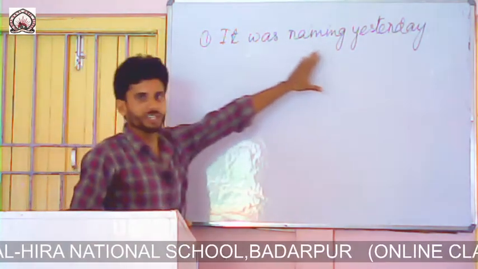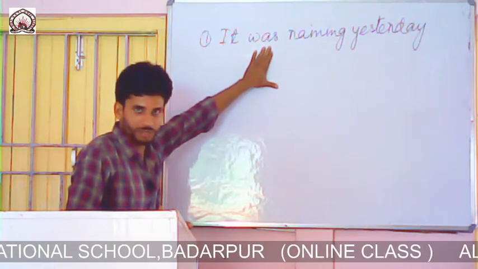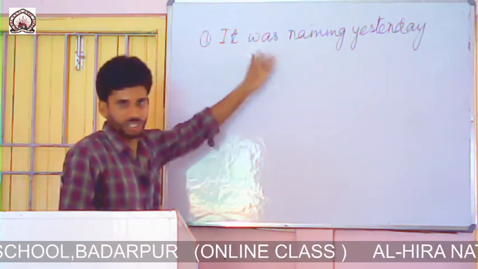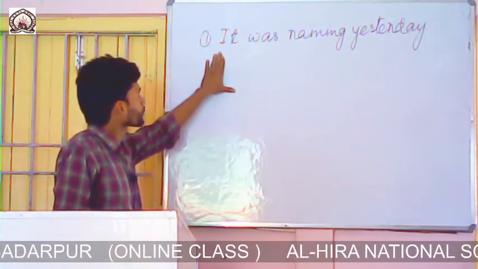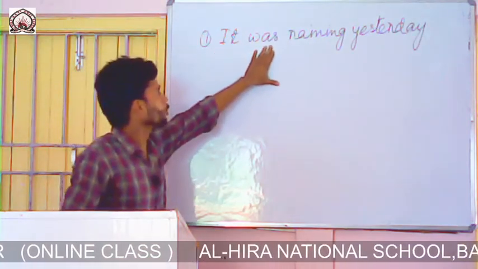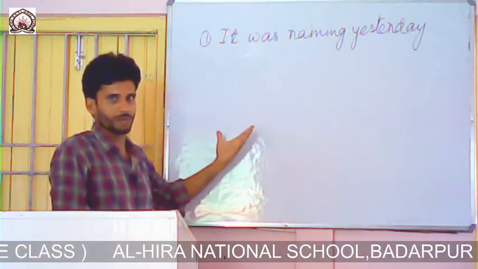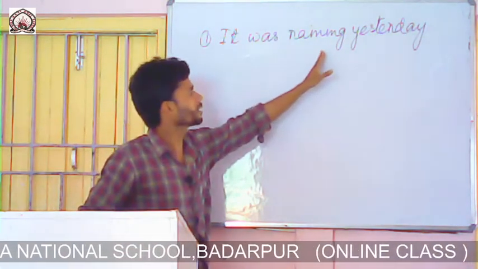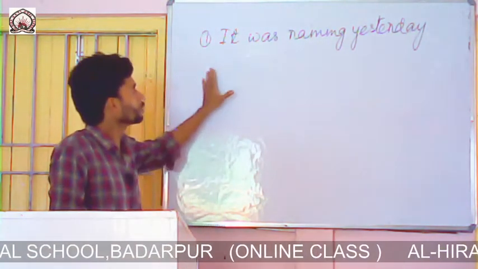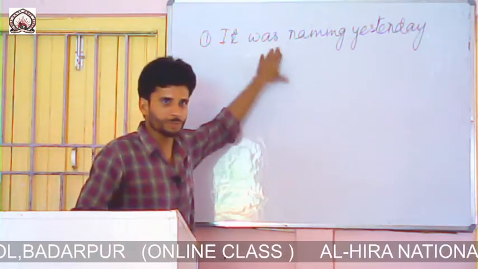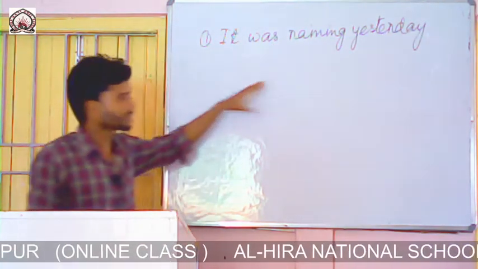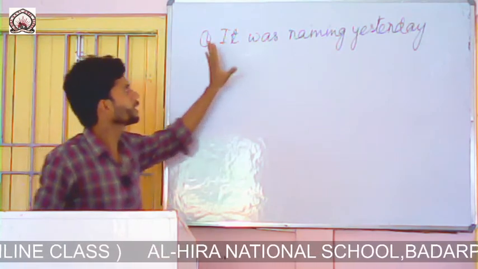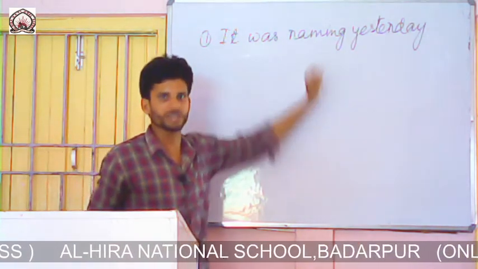It was raining yesterday. So we have an auxiliary verb here in this sentence. So it has become easier for us to change it to a negative sentence. Just after this auxiliary verb, we shall write not, and it will become a negative sentence. It was not raining yesterday. I am not writing. I am just telling you it was raining yesterday. This is a positive or an affirmative sentence. The negative form of this sentence will be it was not raining yesterday.